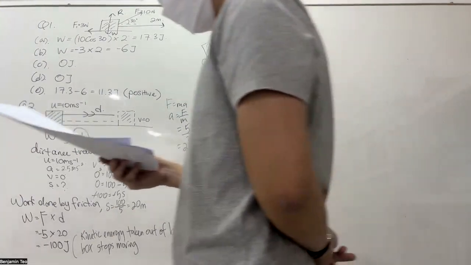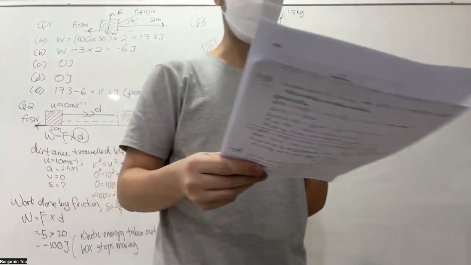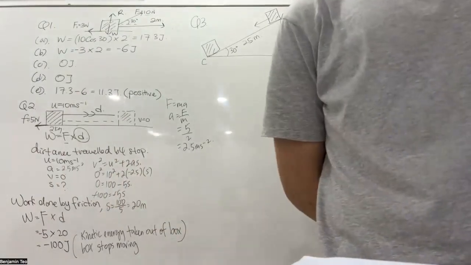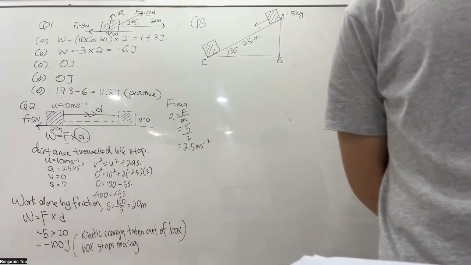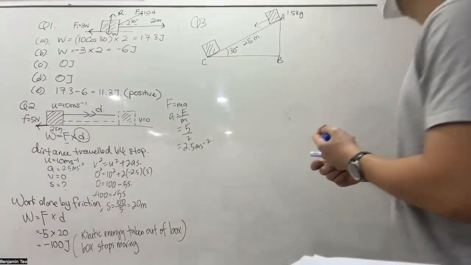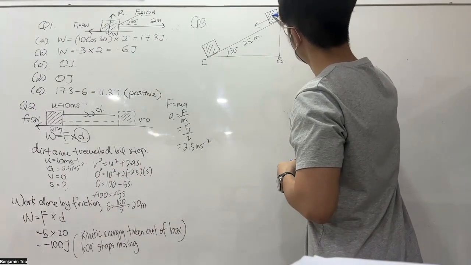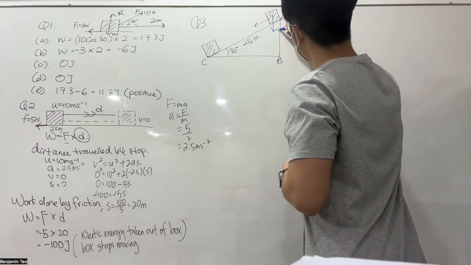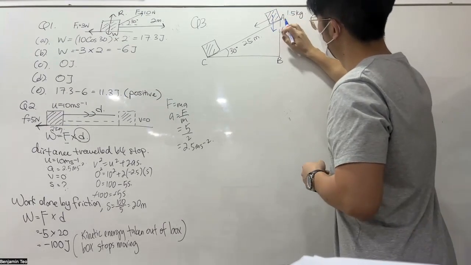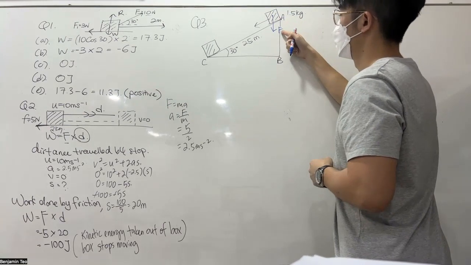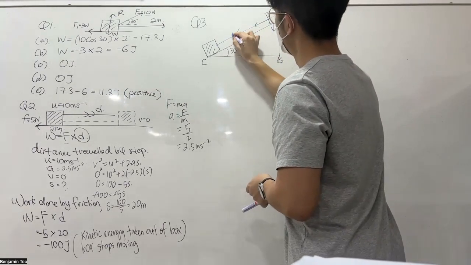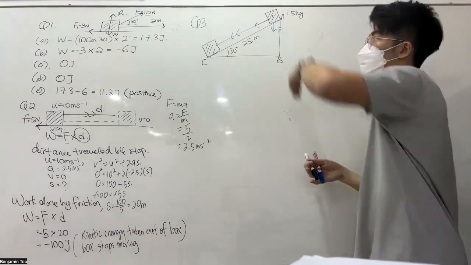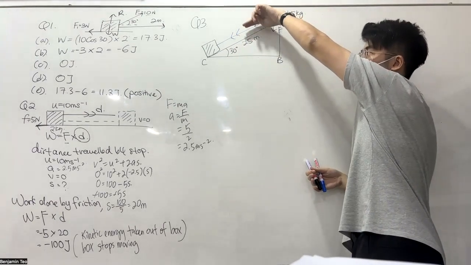Okay, what do we need to find? Determine the work done by gravitational force. Question 3, determine the work done by gravitational force. So gravitational force is the weight. You want to find the work done by this weight. Where is your distance? This direction. So you have to resolve your force to this direction.